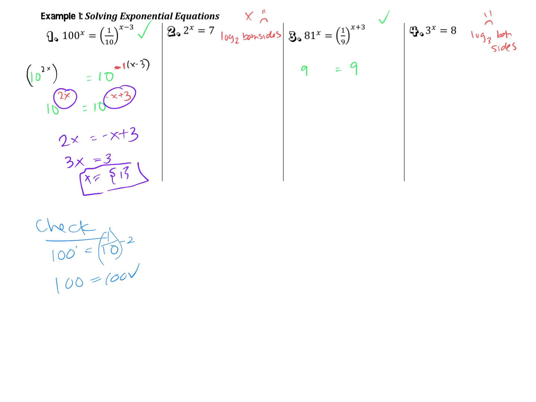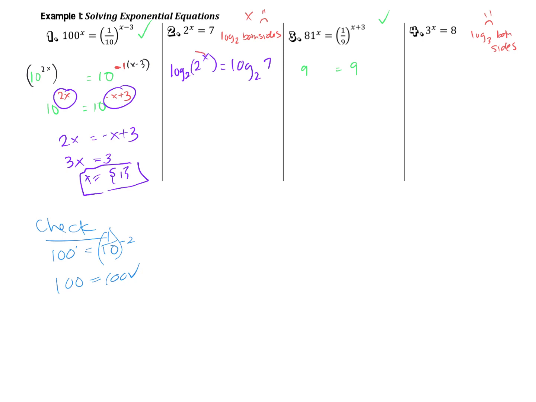For number 2, we're going to take log base 2 of both sides so that the exponent can come out. So log base 2 of 2 to the x is going to equal log base 2 of 7. Taking the log of both sides is the same idea as squaring both sides, or raising both sides to the power of 2, or multiplying both sides by 2. Log is just an operation. We're taking the log base 2 of both sides.